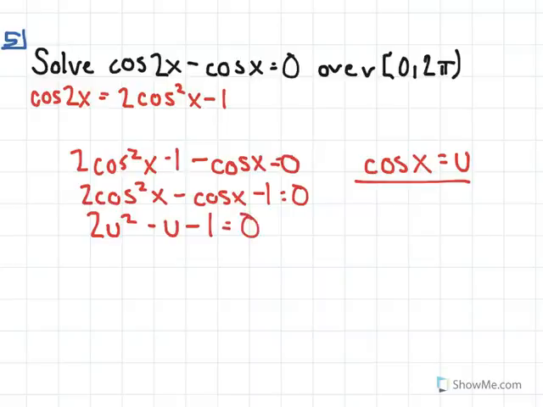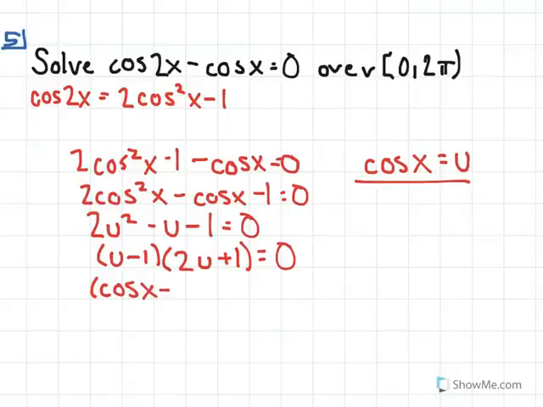So if we were to factor that, it would become u minus 1 times 2u plus 1 equals 0. Looking at it that way, it seems a little easier to factor. We just have to plug our cosine of x back in. So we have cosine x minus 1 times 2 cosine of x plus 1 equals 0.